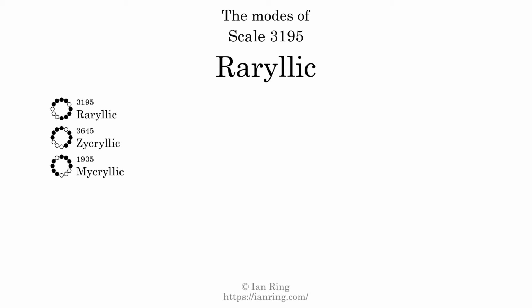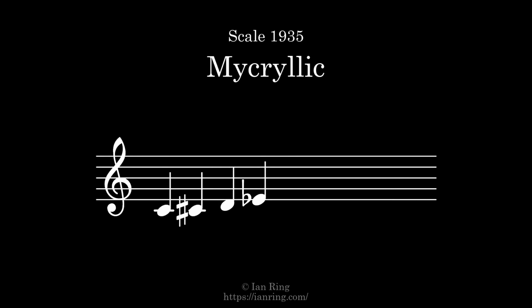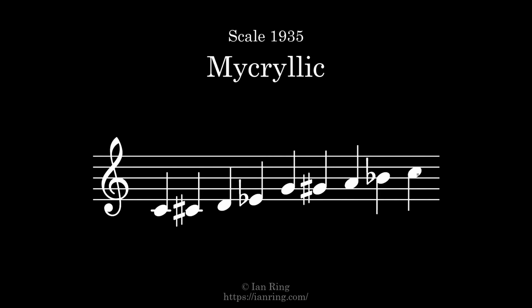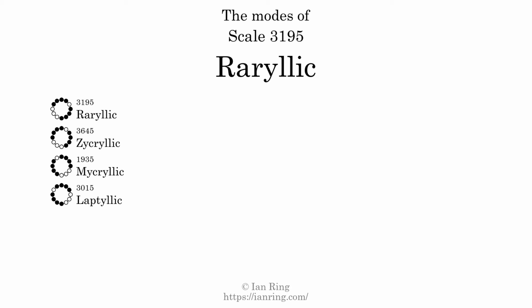The third mode is scale 1935, also known as Raryllic. It sounds like this. The fourth mode is scale 3015, also known as Leptillic. It sounds like this.